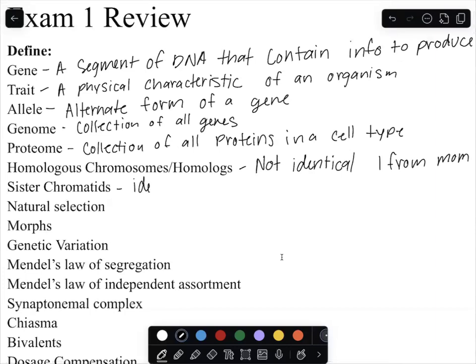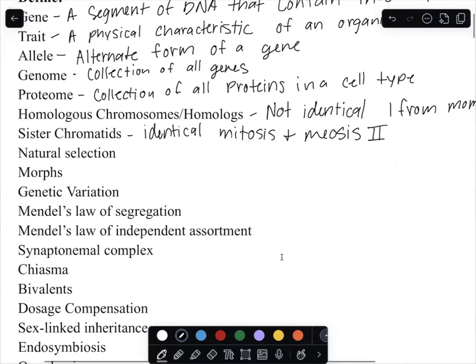So identical. And this happens in mitosis and meiosis too. Okay, natural selection is when the environment selects traits that lead to greater reproductive success.